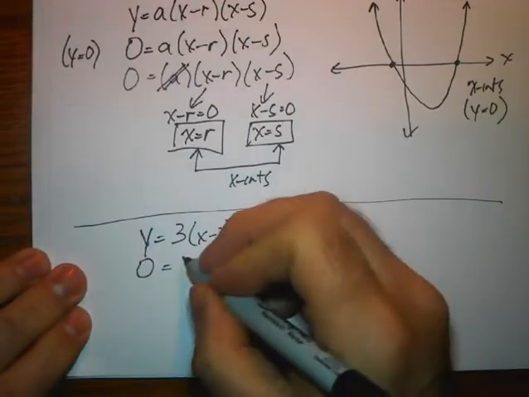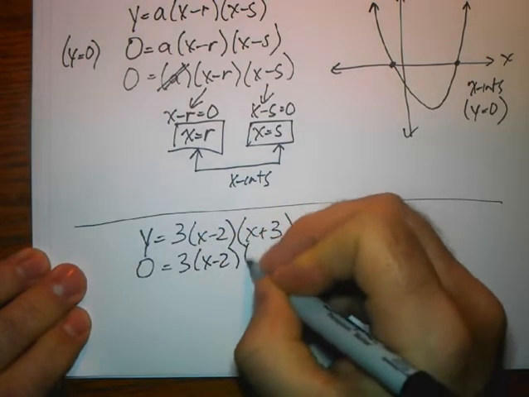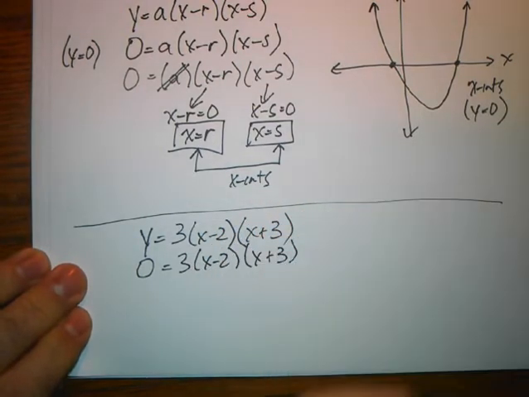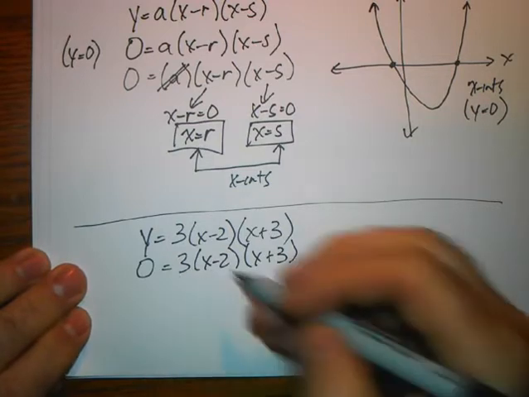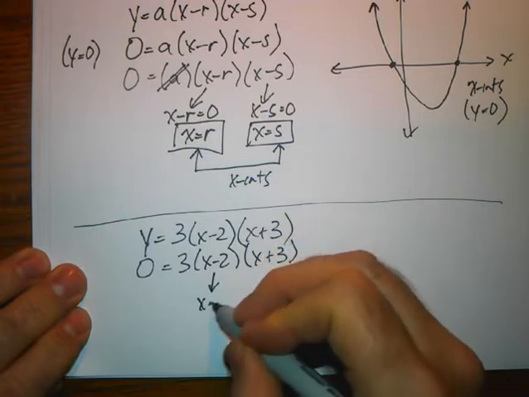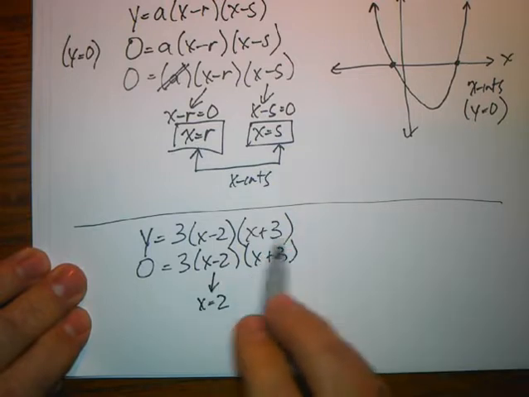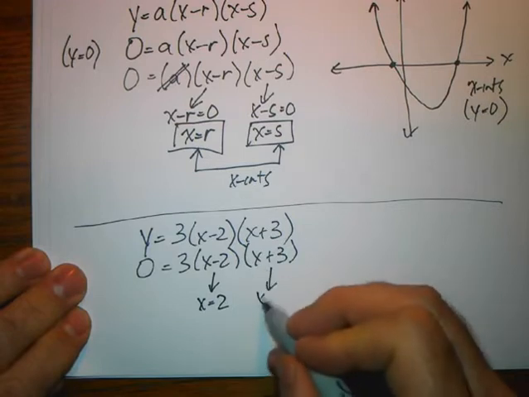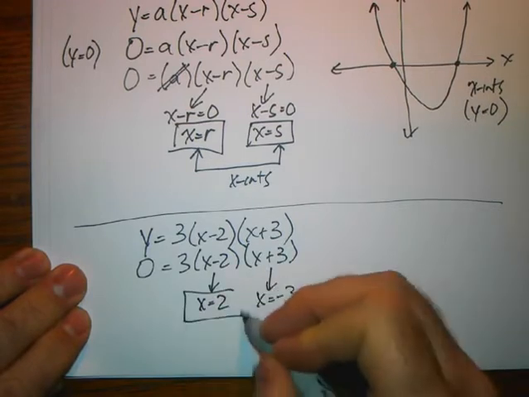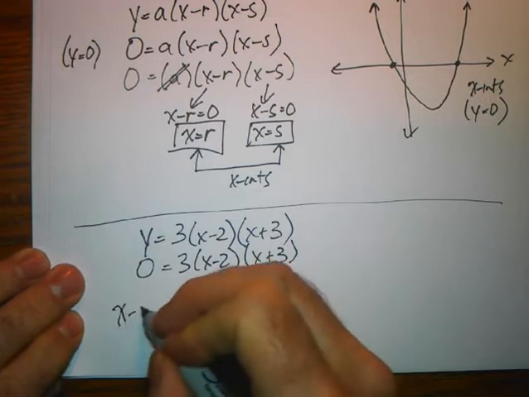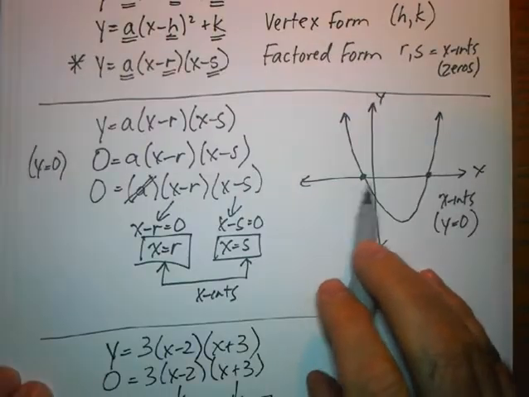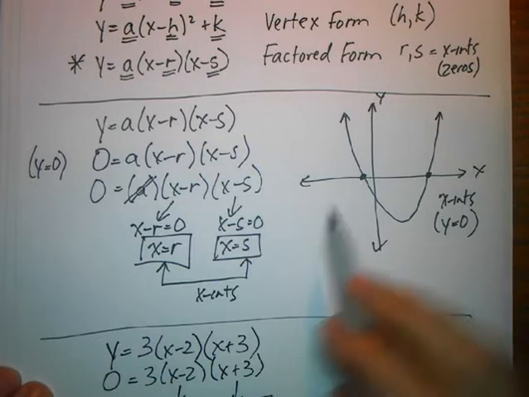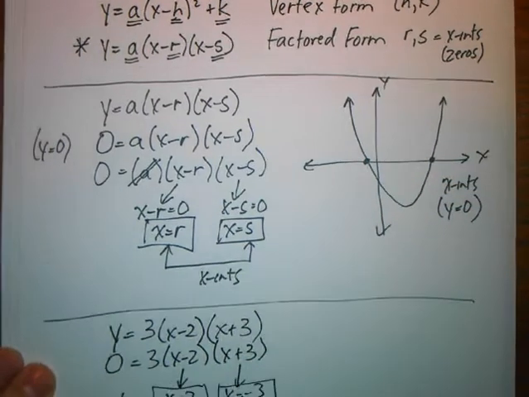You're basically setting y equal to 0. The right side is still the same. In order for this to be 0, well, this could never be 0, it's 3. In order for this factor to be 0, x would be equal to 2. And in order for this factor to be 0, x would have to be negative 3. So this tells you that the two x-intercepts are x equals 2 and x equals negative 3. If we're looking at an example back here, this is obviously a little bit off, but it would tell you those x-intercepts that the parabola actually has on the graph.